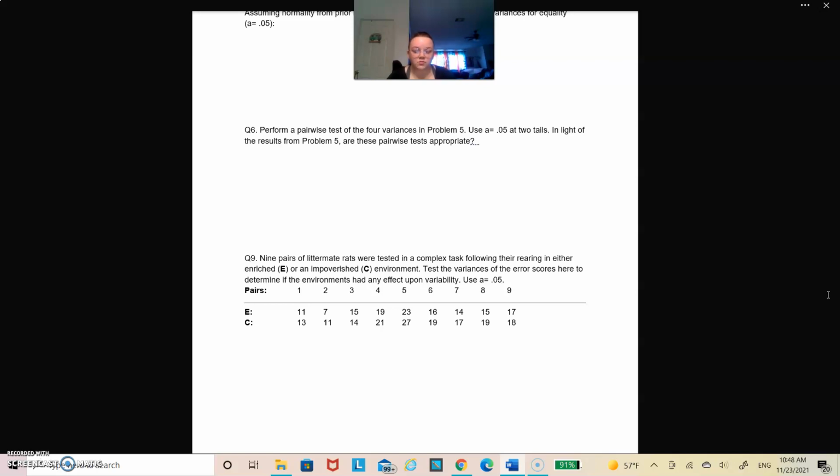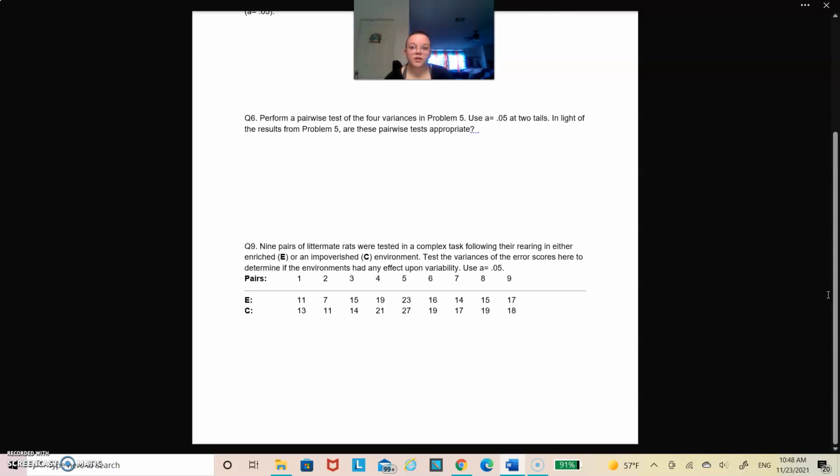The 3.72 is the Fmax critical that we got for the pairwise comparisons, and we find that only one is significantly larger, which is the 7 being significantly greater than the 3.72. So the only meaningful variance we get was that the variance of group 2 was significantly more than the variance of group 1. No other variances were significant, so that's what we get for our pairwise comparison.